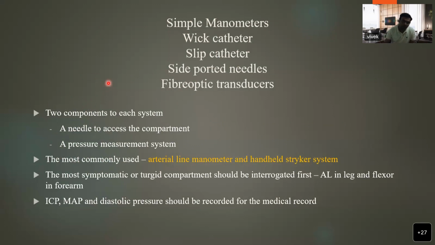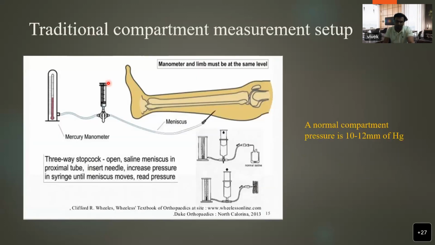The most symptomatic or turgid compartment should be interrogated first, which would be the anterolateral compartment in the leg and the flexor compartment in the forearm. Pre-op intracompartmental pressure, mean arterial pressure, and diastolic pressure should be recorded so that if serial monitoring is required, that can be followed up depending on the baseline values.